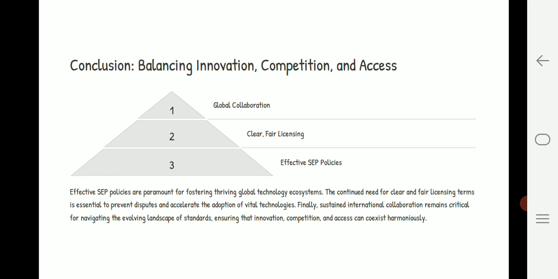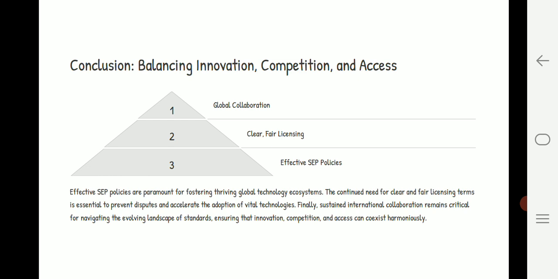There is a triangle to explain balancing innovation, competition, and access of the SEPs, with different stages. The first is global collaboration, clear and fair licensing, and effective SEP policies. To reach level one, the base is effective SEP policies. Whenever we take the SEP policy, it should be very effective among all the other SEPs, along with clear and fair licensing. This is the most important, because if not, there will be legal litigation. That is the reason we need fair and clear licensing on our SEP.